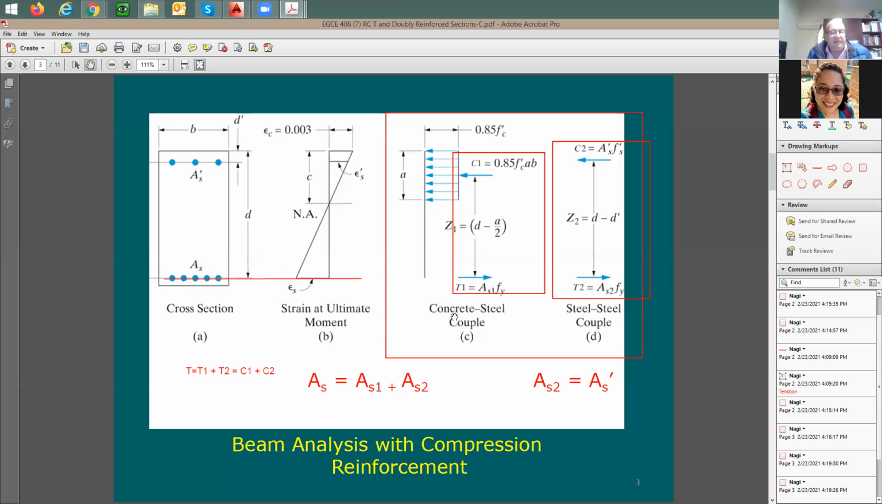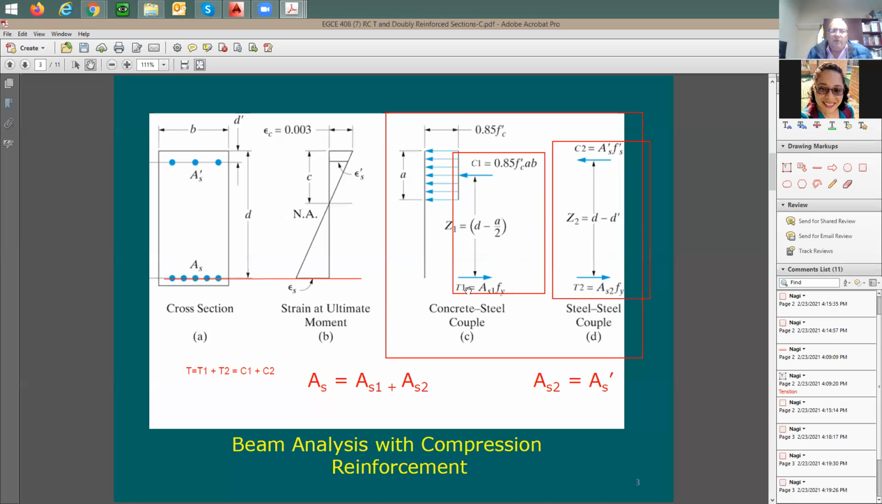So, okay, now I guess it makes sense. I'd like to split it into two couples, so it's going to be easier to handle. And if you'd like to find the moment at the end of the day, you're going to have Mn1 plus Mn2. Total moment is going to be equal to Mn1 plus Mn2.